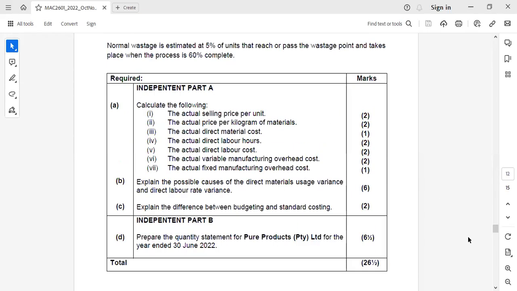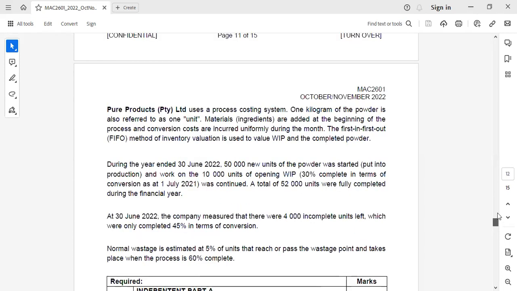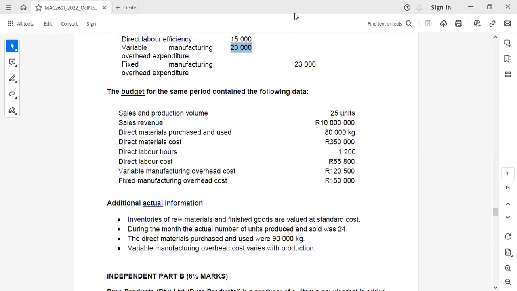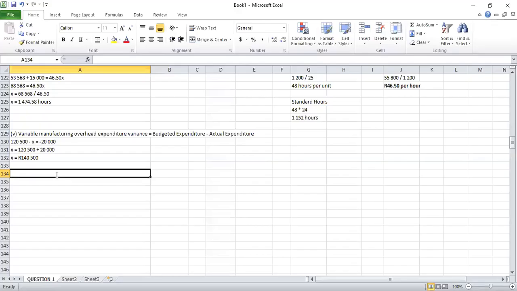Actual fixed manufacturing overhead cost. We do the same again. Fixed manufacturing, we're given the fixed manufacturing overhead variance. Fixed manufacturing overhead expenditure variance is the same as above. Budgeted expenditure, that is relating to the fixed, minus actual expenditure.